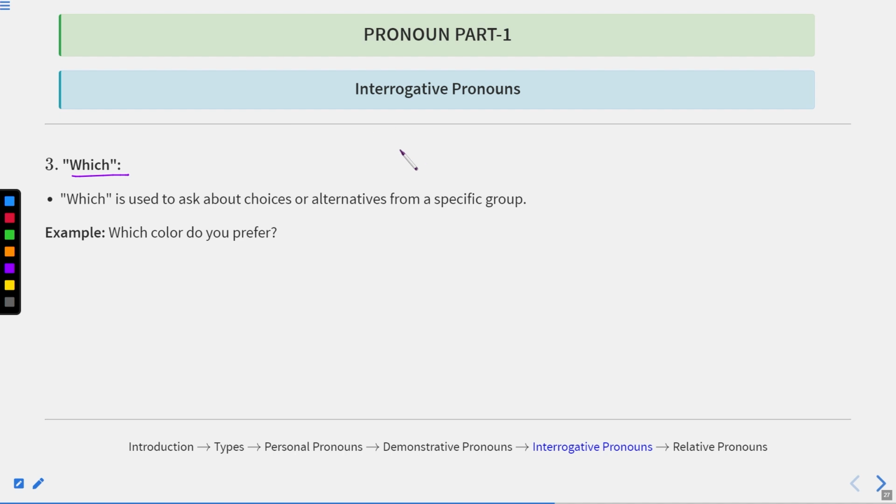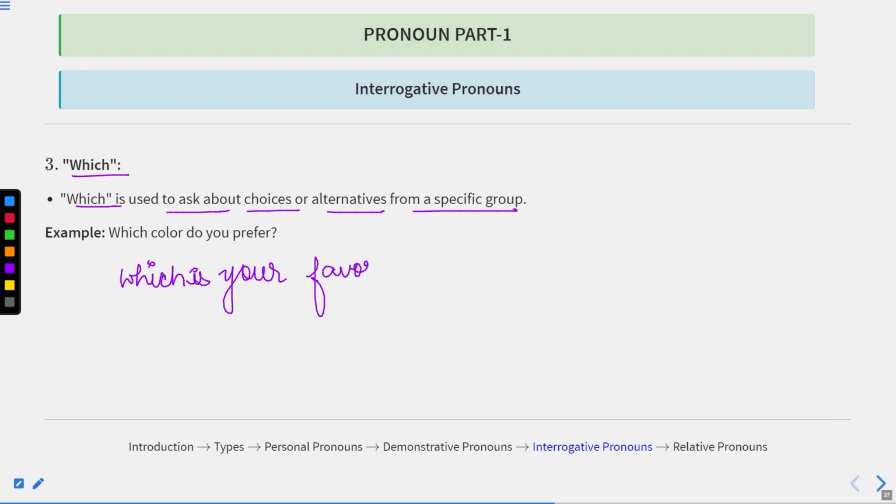Now, which can also be an interrogative pronoun, which is used to ask about choices or alternatives from a specific group. If we are talking about non-human things, or humans but making a choice, if we are making questions about non-living things, we will use which, not who. For example, which color do you prefer, or which is your favorite color? Okay, so I'm talking about color over here, so I can say which is your favorite color. Now this which is an interrogative pronoun over here. Which is asking about the choice of your color.